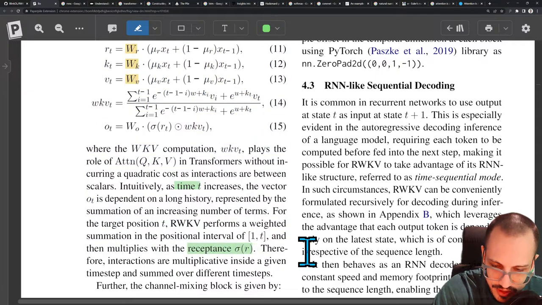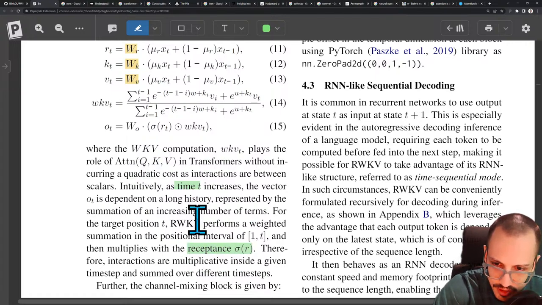It's called receptance, right? Which is similar to the LSTM concept of the forget gate, which means that there are certain things you want to get rid of and certain things you want to remember. And that receptance is going to largely determine that.